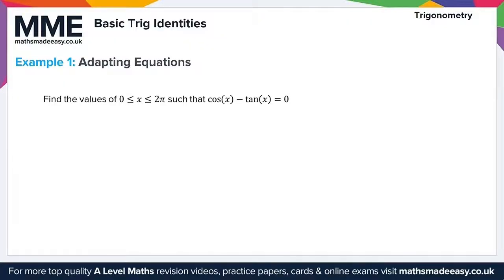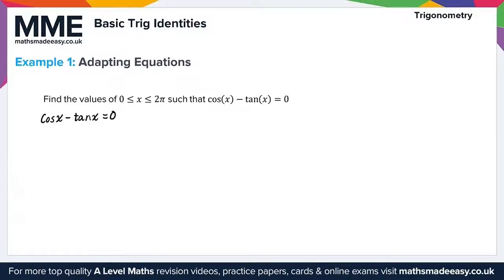Example 1 here on basic trig identities is taking a look at being able to adapt equations. So in this example, we're asked to find the values of x between 0 and 2 pi such that cos x minus tan x equals 0. To start with, let's just write down the original equation: cos x minus tan x equals 0.